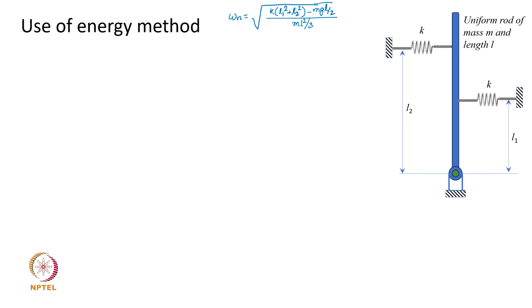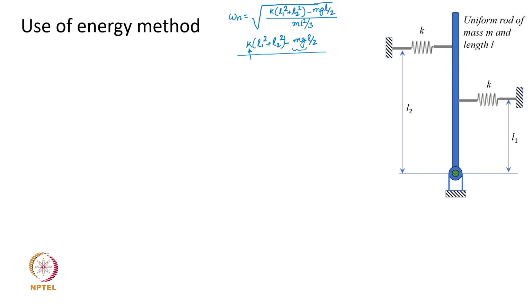Now, the expression for the natural frequency has the numerator k(L1² + L2²) minus mgL/2. This numerator can in some cases turn out to be 0, depending upon the value of k relative to the mass of the rod.